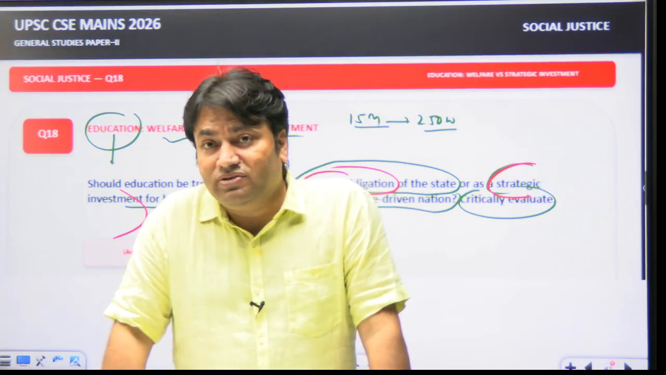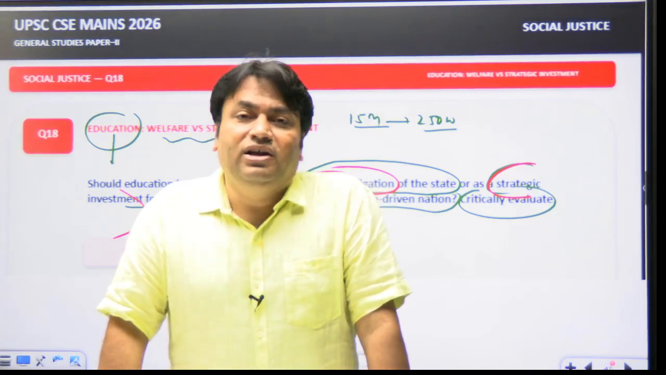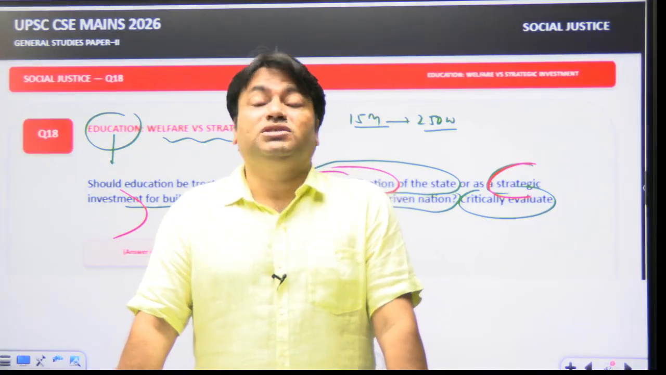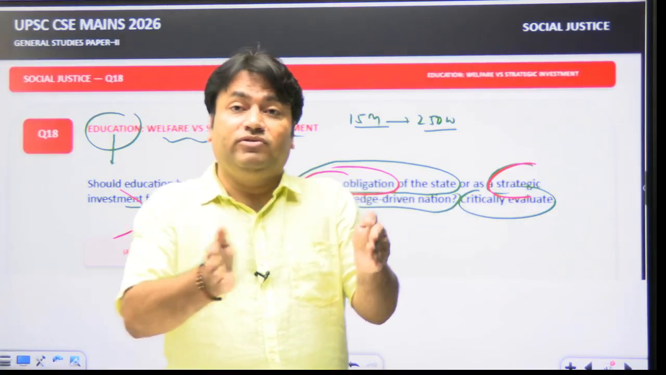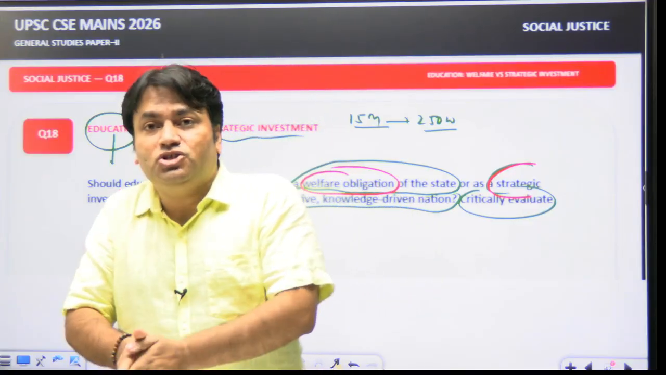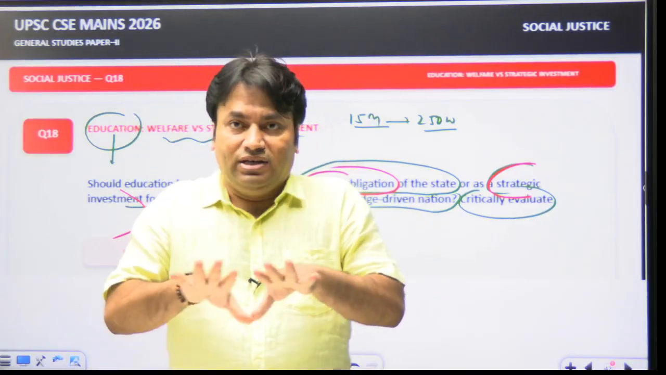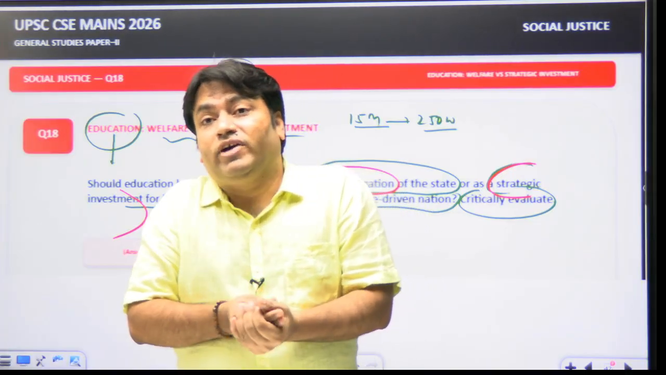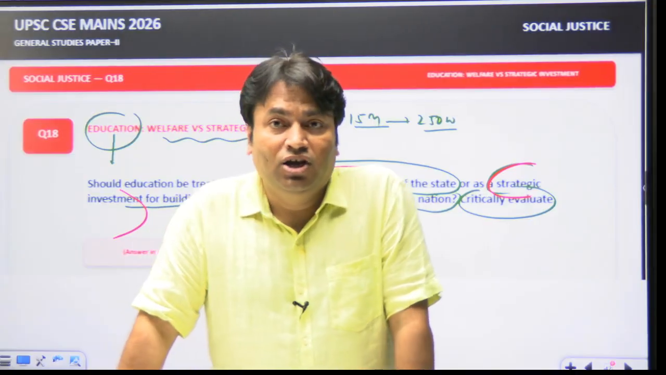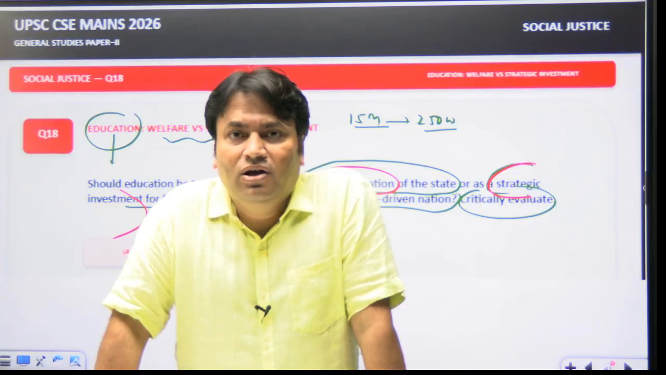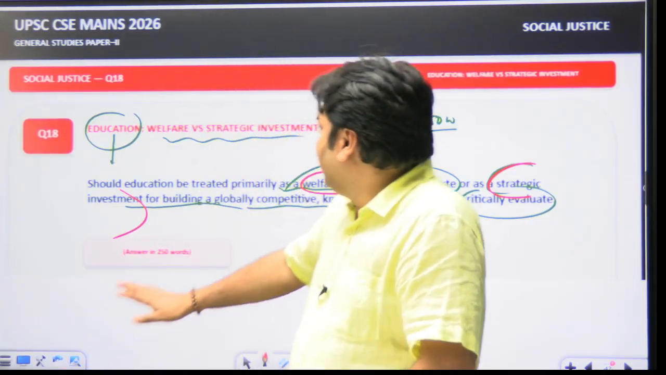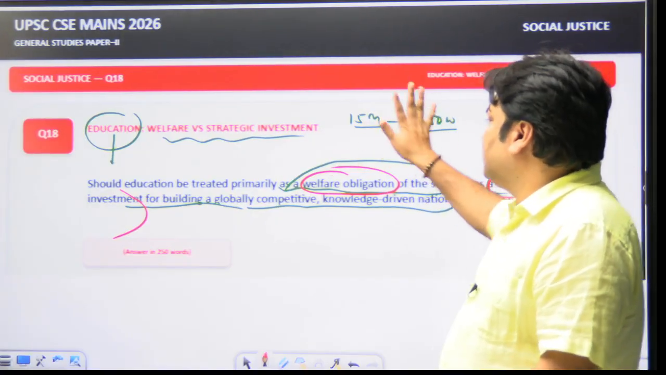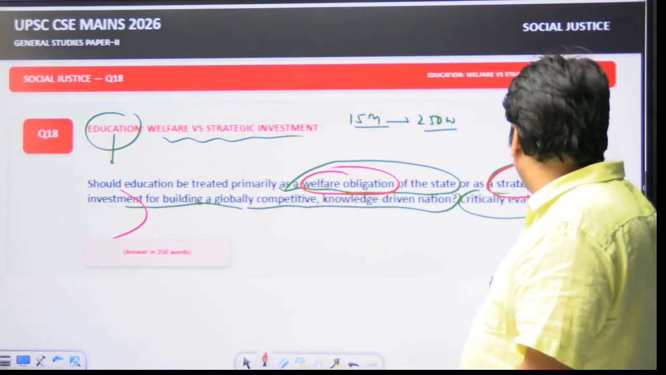A globally competitive education economy requires a strong investment in research and development, universities, and industry-academia collaboration. Expanding institutions is sufficient only if learning outcomes are associated with faculty quality and research quality. It is insufficient if learning outcomes are weak, faculty quality is weak, and research quality remains weak. So what should be the ideal approach here? We have discussed that education should be treated primarily as a welfare obligation. At the same time, education should also be treated as a strategic investment for building a globally competitive, knowledge-driven nation.